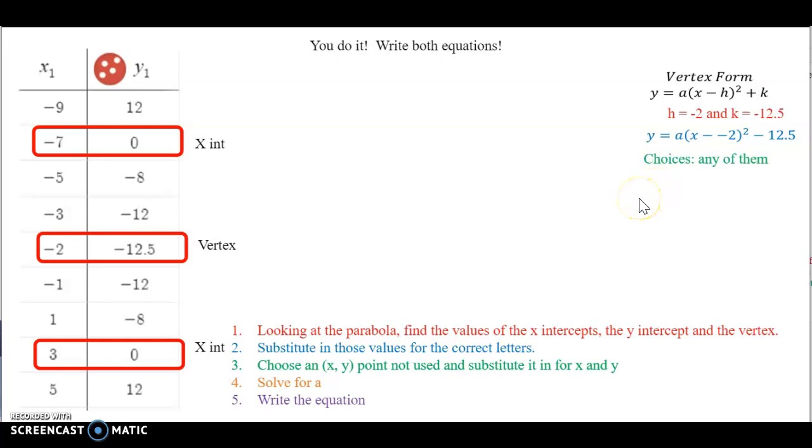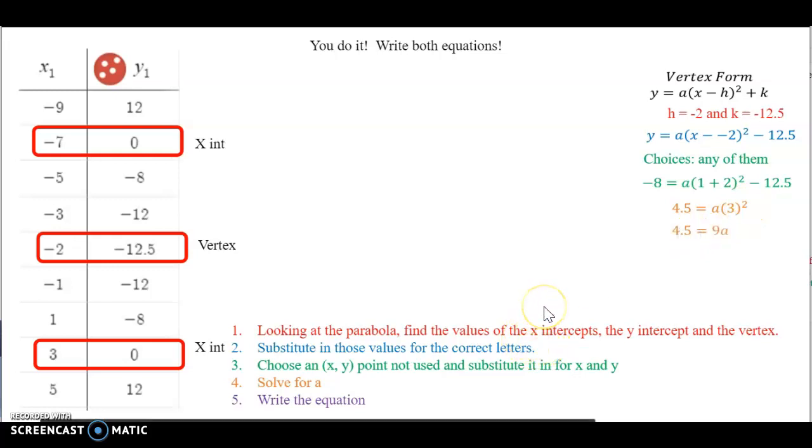And then you can choose any other point. You can choose either of the x-intercepts or any other point for that matter. This time I chose (1, -8). This was another point. That simplifies to -8 plus 12.5, 4.5, is equal to a times 3 squared. And so 4.5 is 9a. Divide both sides by 9, and a is 0.5. Substitute that into the original equation. This is the equation you should have.